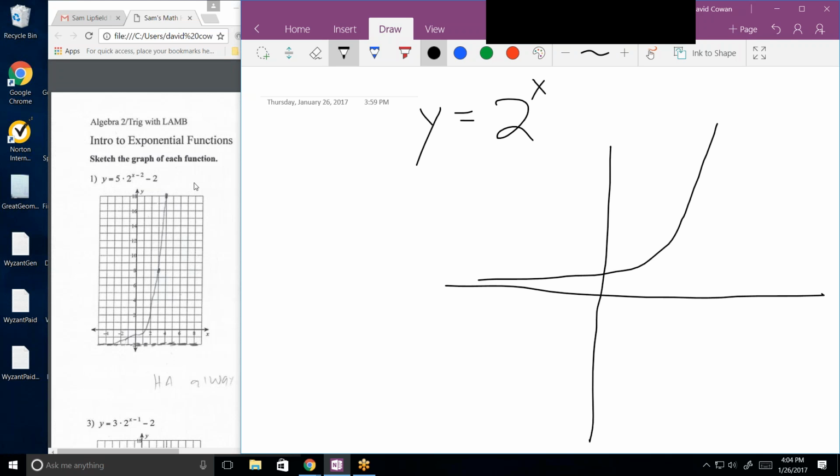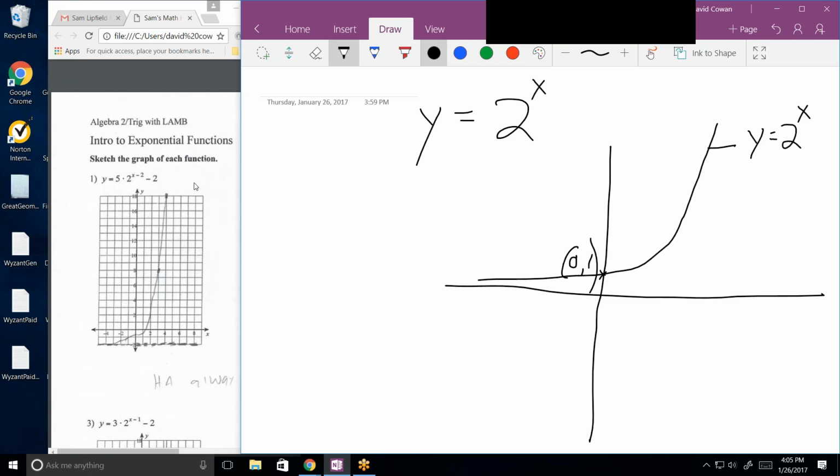And whether it's 2 to the x, 3 to the x, or 117 to the x, they all cross the y-axis at the same point, 0, 1. Notice that when you take any number to the 0 power, it's equal to 1. So 17 to the 0 power is also 1. This graph right there, which is y equals 2 to the x, looks like that.